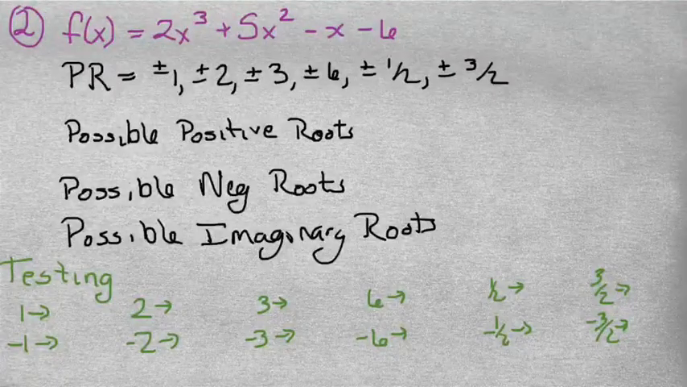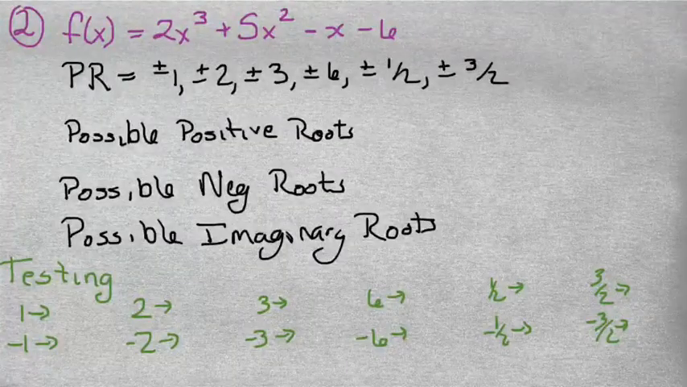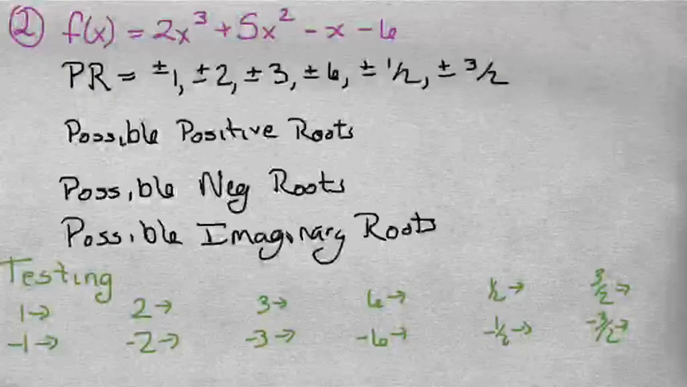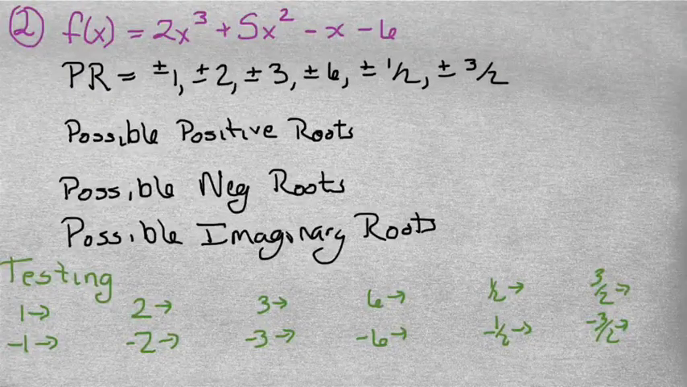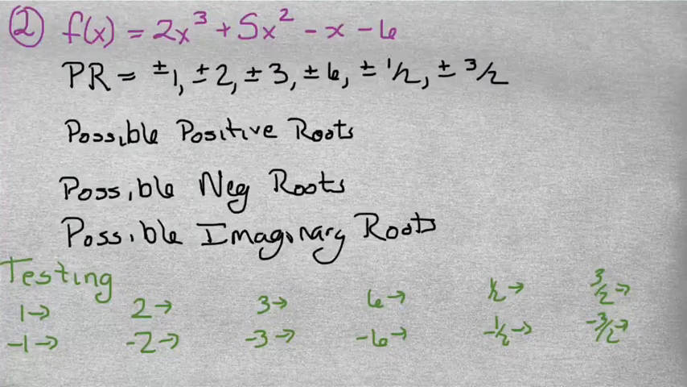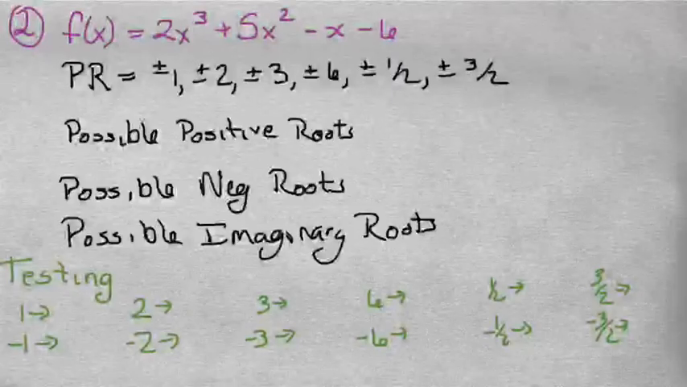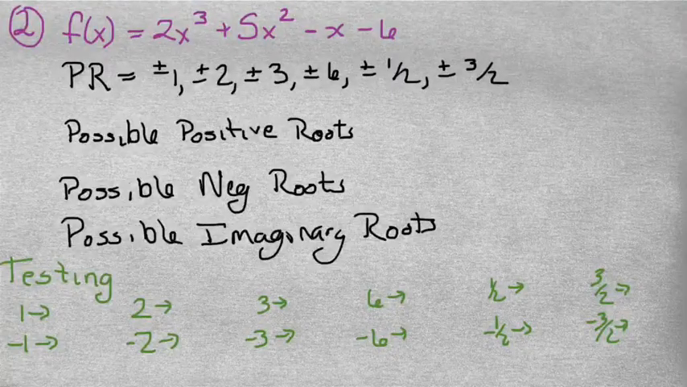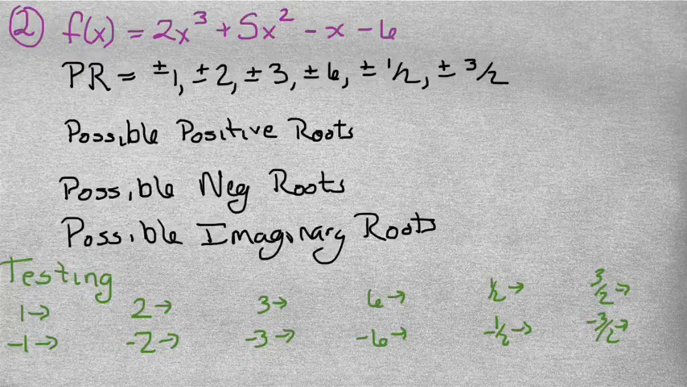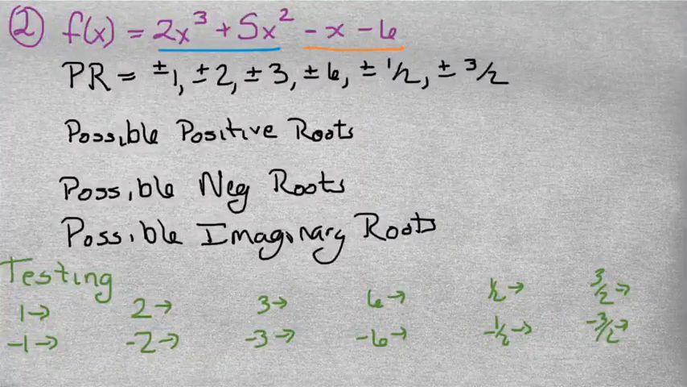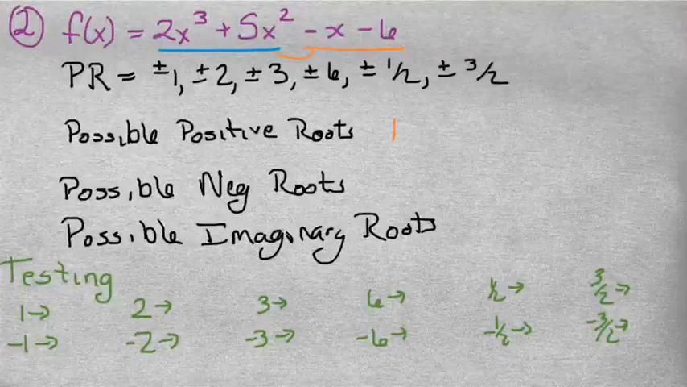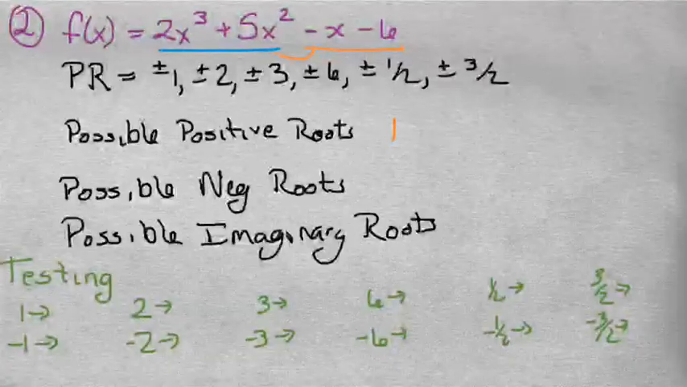This is where we're going to tie back into what we've done the previous days with Descartes' rule of signs. We're going to see how many possible positive roots and how many possible negative roots we have. To determine the positive roots, we leave the signs as they are currently in the problem. I start with positive and then go to negative, so I have one sign change. So I have one possible positive root.